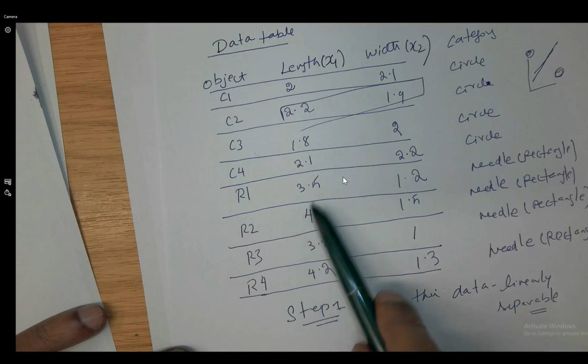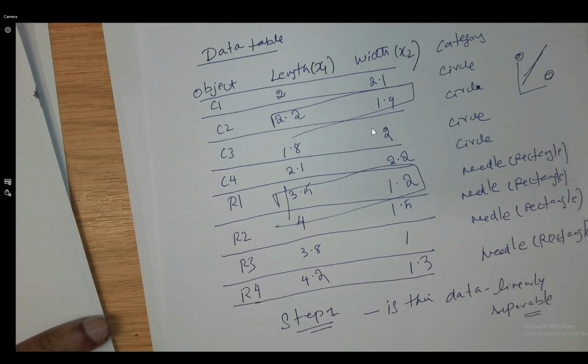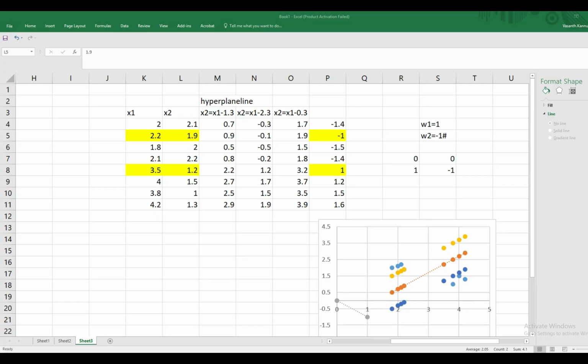That corresponds to R1, which is 3.5 and 1.2. This is what we tried to prove in the Excel sheet. So we see that 2.2 and 1.9 becomes minus 1, so that becomes one support vector. For another support vector, the equation says that wTx + b should be equal to 1. That point corresponds to 3.5 and 1.2. So the support vectors are 2.2, 1.9 from category 1, and 3.5 and 1.2 from category 2. These two are the support vectors.